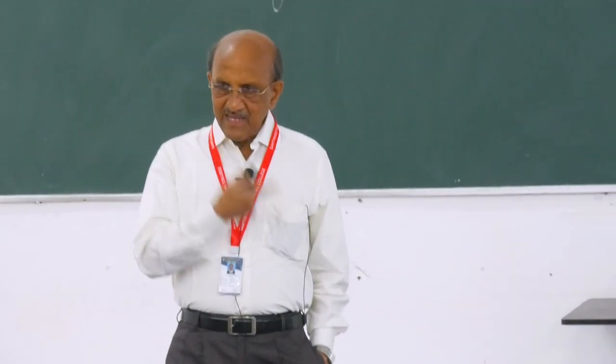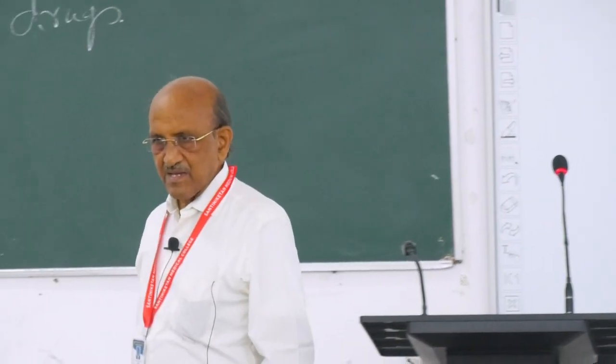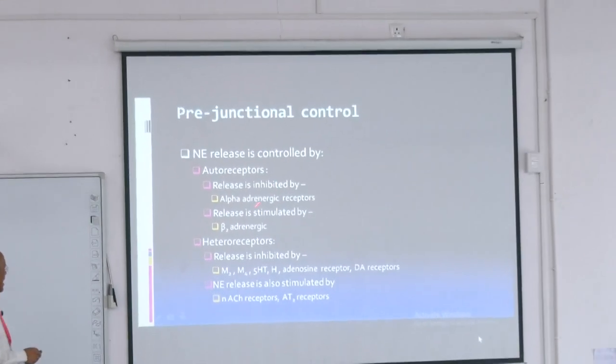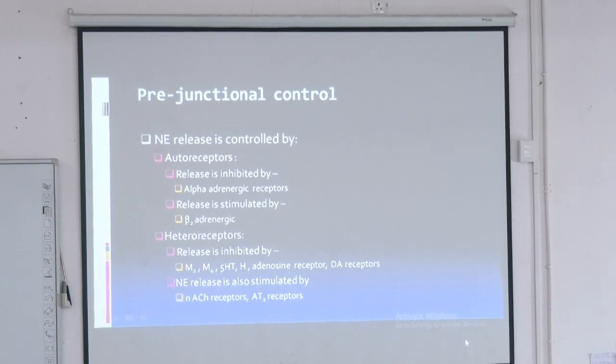Here, as receptor on the other nervous system, that is the nicotinic cholinergic receptor. Nicotinic cholinergic receptor. So you should remember only these two. That is alpha autoreceptor, alpha 2A, 2C. Beta 2 receptor can stimulate the release of norepinephrine, whereas M2, M4 can minimize the release as part of the heteroreceptor, or the nicotinic receptors can stimulate the release of norepinephrine. So that is the prejunctional control of the release of norepinephrine.